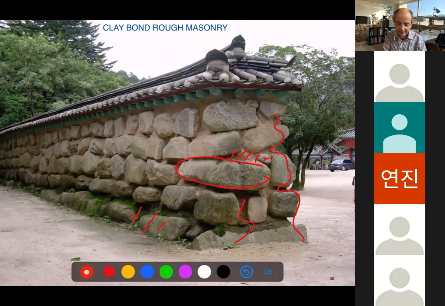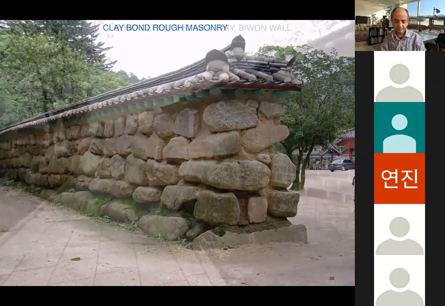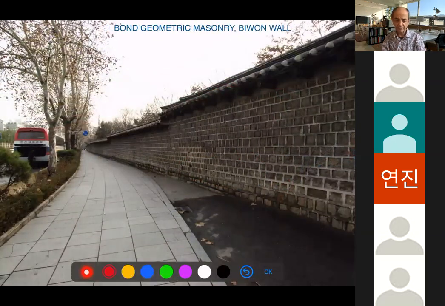So you see the tiles are using mortar, but again, we will see in later lectures that traditional construction also uses just clay to bond the tiles when you need, not mortar. But you have a bit more geometrical masonry. It is the outside wall of B1 in KUA, I think, or Myeongdong in Seoul.